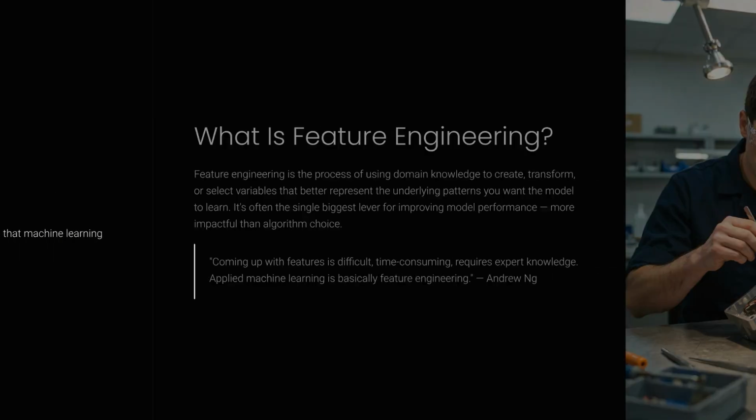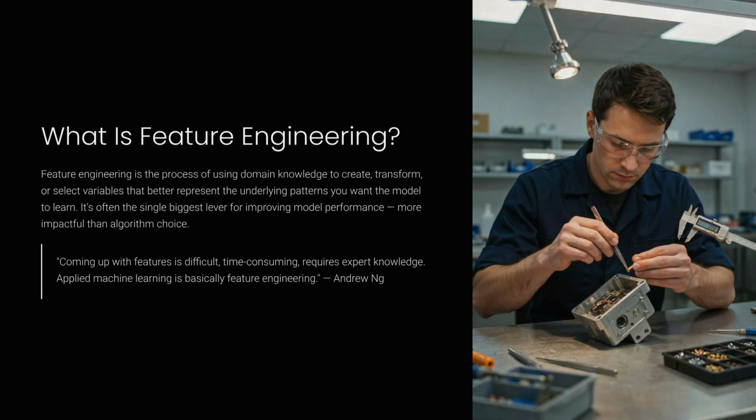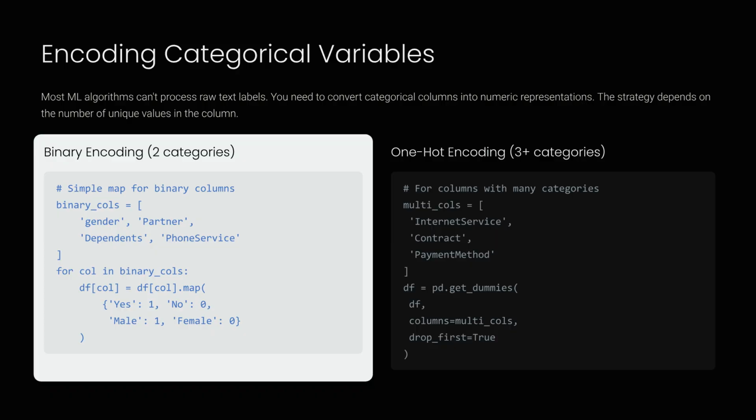Next, in Chapter 5, we dive into feature engineering, where we transform raw data into powerful signals that models can learn from. Feature engineering is often the biggest lever for performance. As Andrew Ng famously noted, applied machine learning is essentially the craft of feature engineering. Since most algorithms cannot process raw text, you must encode categorical variables.